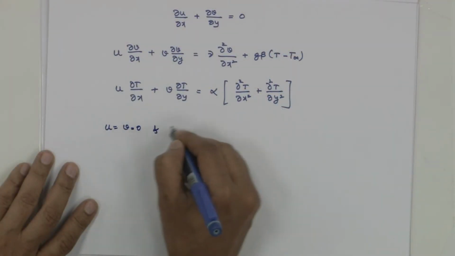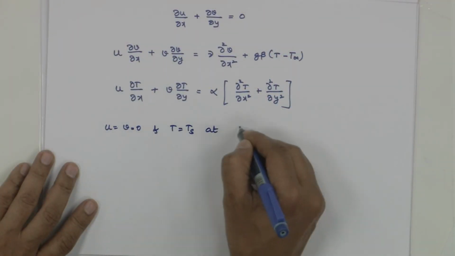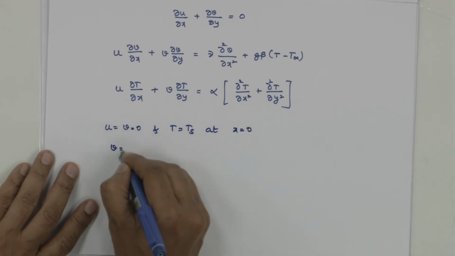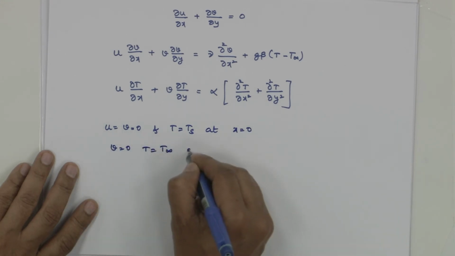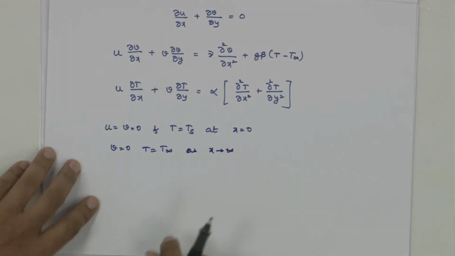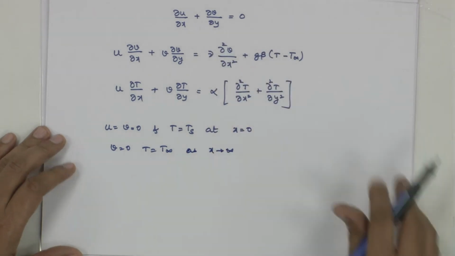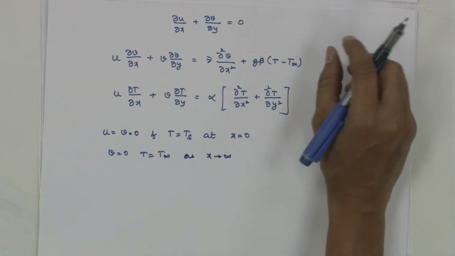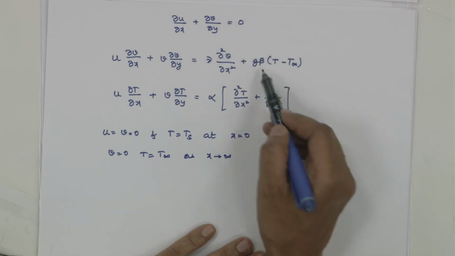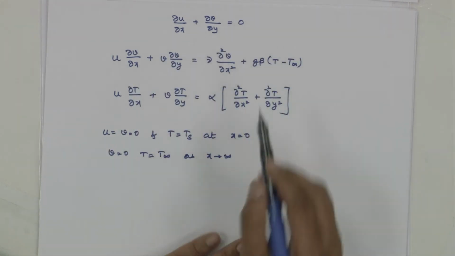So u equal to v equal to 0 and T equal to Ts at x equal to 0, and v equal to 0 and T equal to T infinity as x tends to infinity. These are the equations we have derived for incompressible fluids, where I have taken the density variations only in the body force, nowhere else. So with this, we are able to find the equations for natural convection flow over a flat plate which is maintained at a constant temperature.